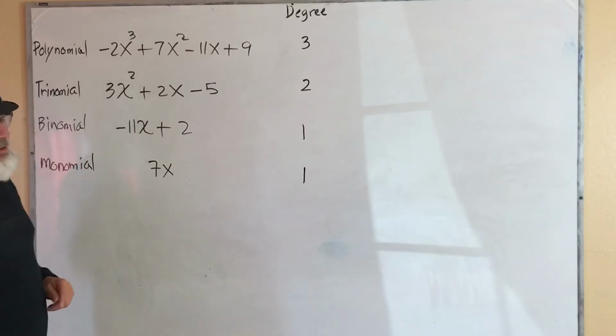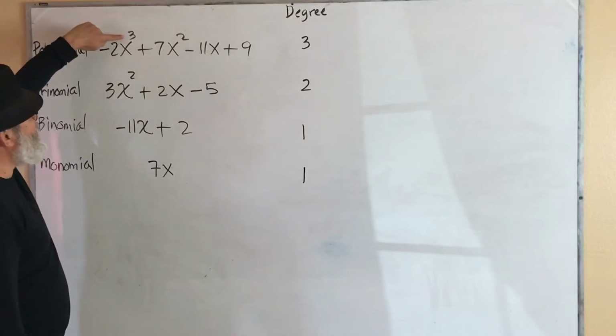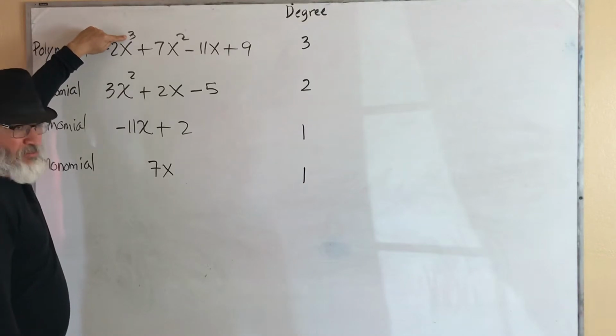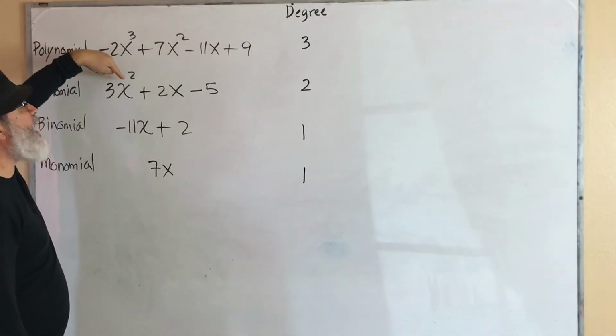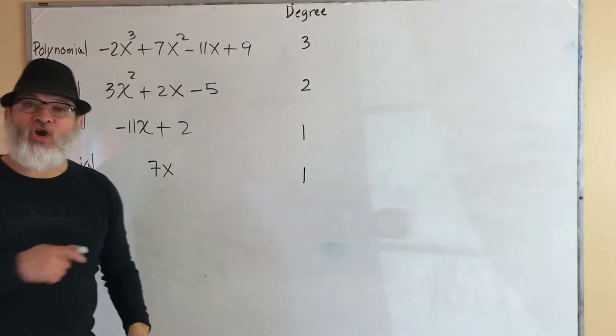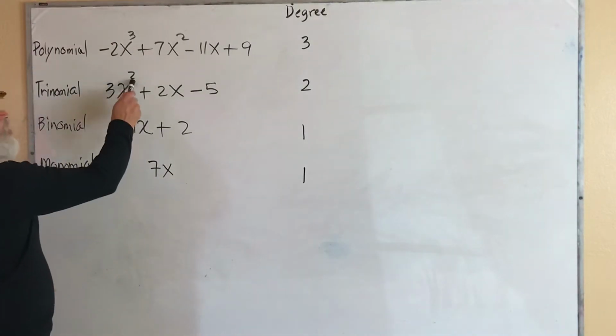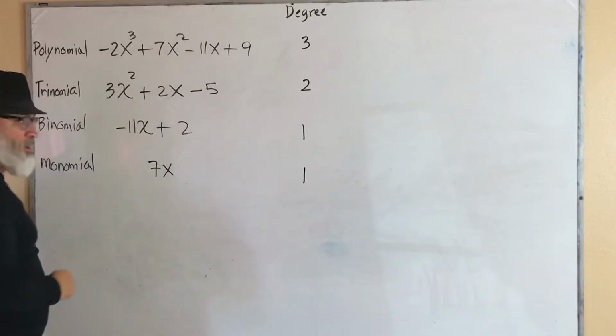Note, the powers must be positive. If any power is negative, it's no longer a polynomial. All the powers must be positive, okay?